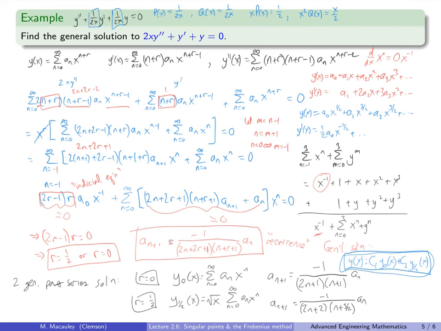So notice that this is different from the power series that we saw last time. Here we had recurrence a n plus 1 in terms of a n. So it wasn't every 2, it was every 1. So we fix a naught, everything is determined, but we have two different power series in this case. So it's different. We still have two solutions, but it's just a little bit different.